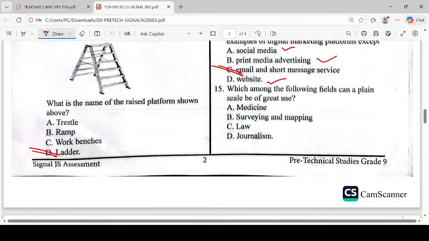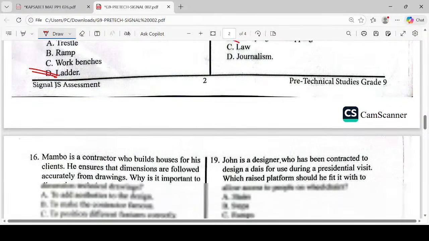Which of the following fields can a plain scale be of great use? Medicine, survey and mapping, law, journalism. So when you look at this, because for a plain scale, something is subdivided into equal parts, so that can make it very important for surveying and mapping, making choice B for boy the correct answer.